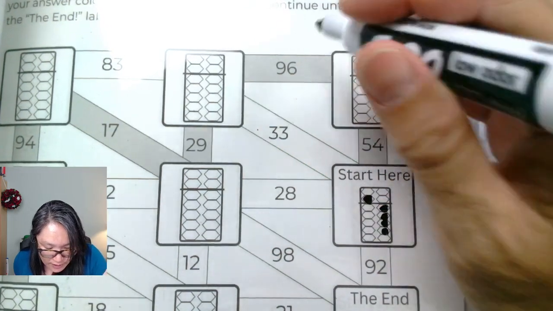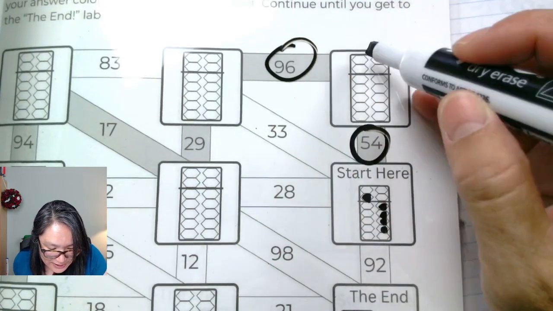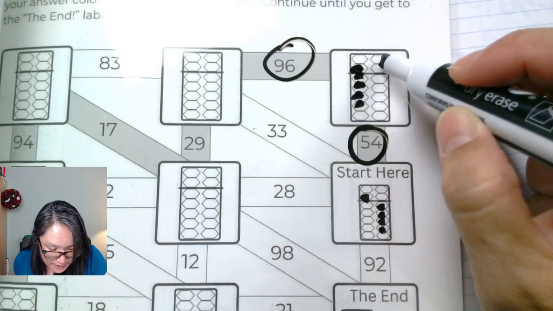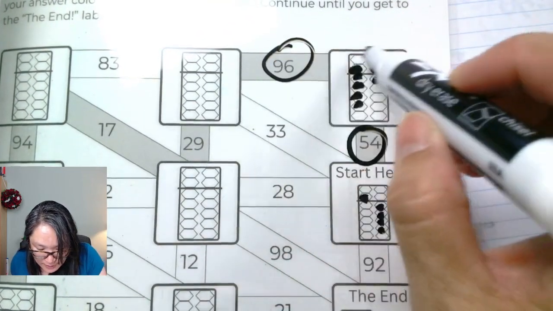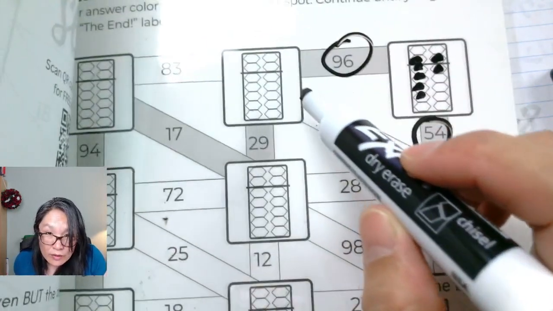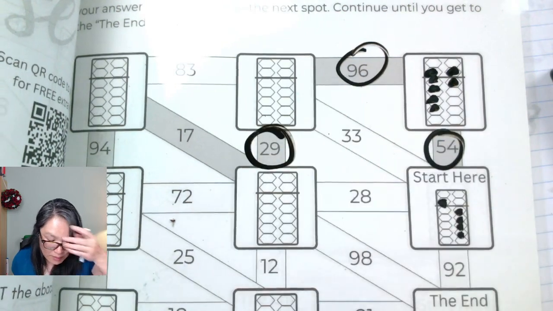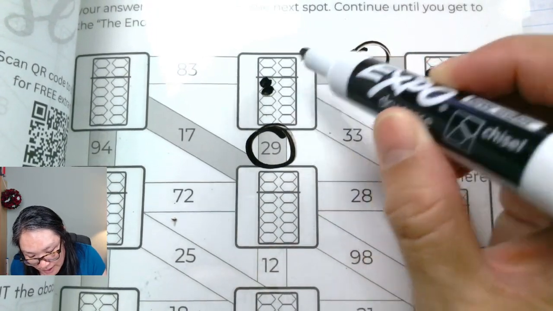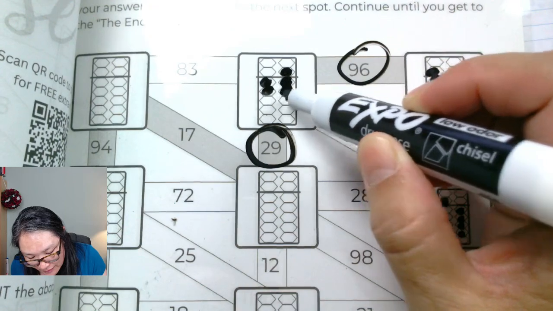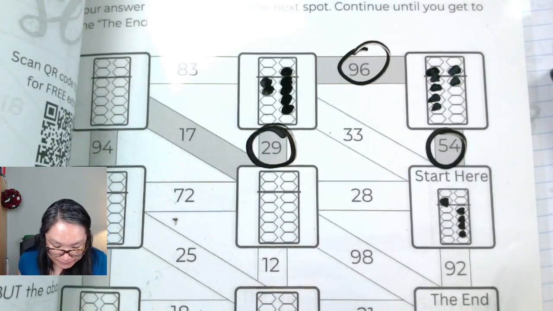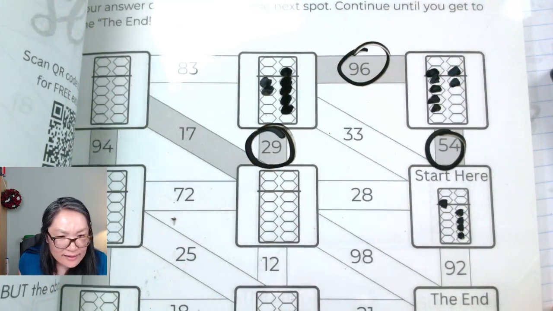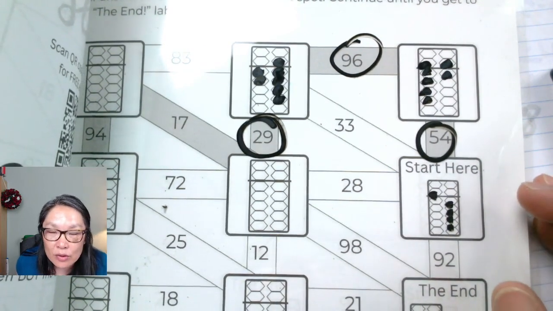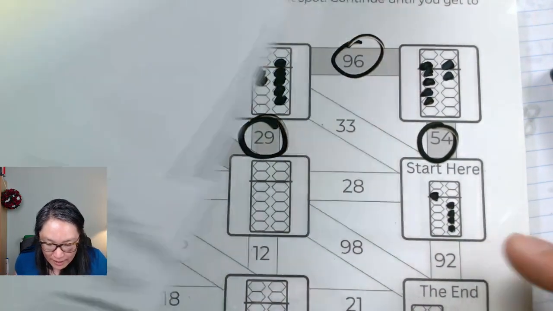So if this is 54, I'll do 50 and then 4. 1, 2, 3, 4. So then I go here. Oh no, I go here, 96. 90, 5, 6, 7, 8, 9, and then 6. 5, 6. And then I go to this square over here, and I look at my next number, and I have to go back. So my answer is 29. 29. 5, 6, 7, 8, 9. And that's it. I called it a reverse maze because I give you the answer and you just need to color it in. I was trying to figure out how to make it more interactive. So that is what this is.